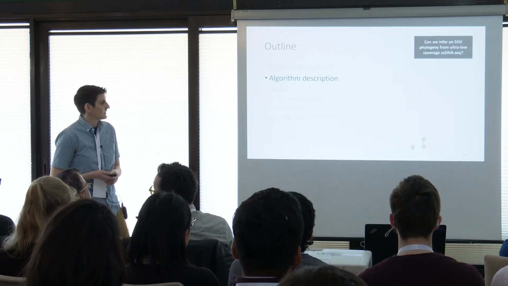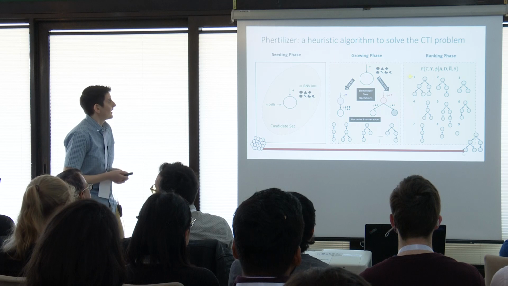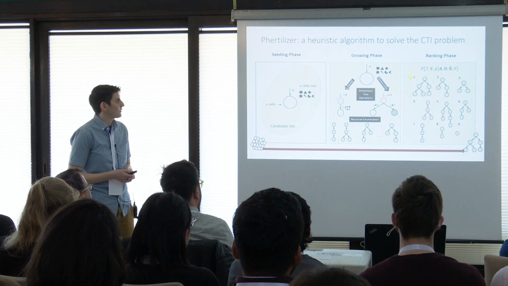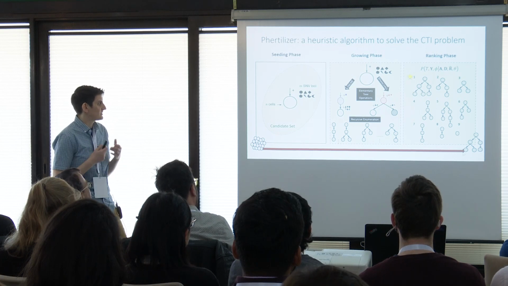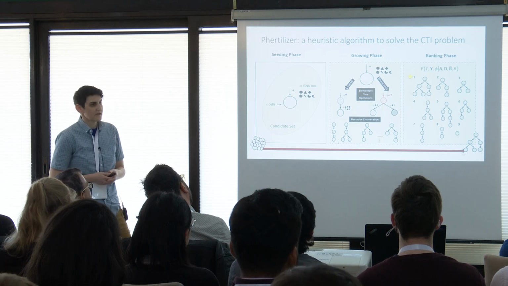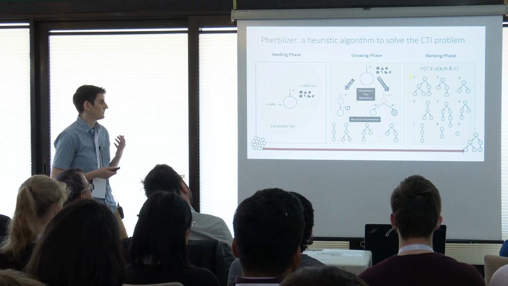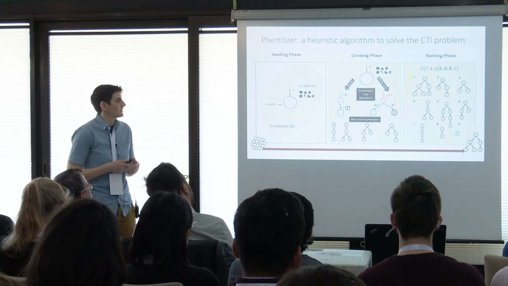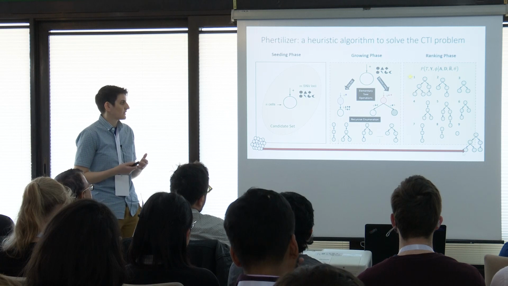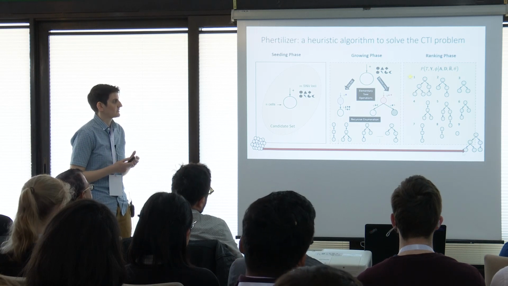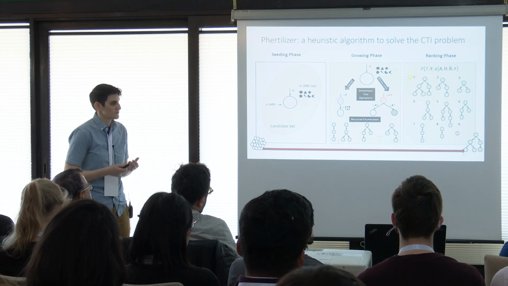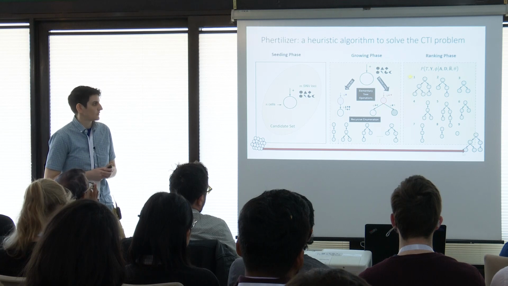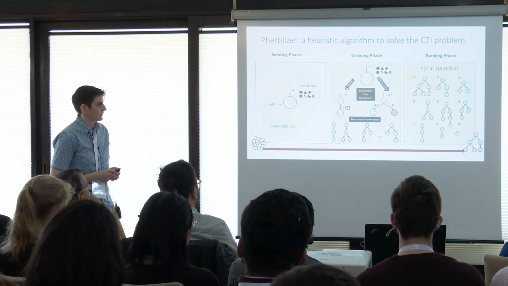So now moving on to the description of our method. Our method is called Phertilizer, and it's a heuristic algorithm to solve the CTI problem. It proceeds in 3 phases. First, the seeding phase, in which we initialize a candidate set of trees that contains only a single tree with one node that has all of the cells and SNVs. In the growing phase, we enumerate a candidate set by taking the current trees in the candidate set and performing elementary tree operations on the leaf nodes of these trees. And in the last phase, we rank and prioritize our trees according to a posterior probability.